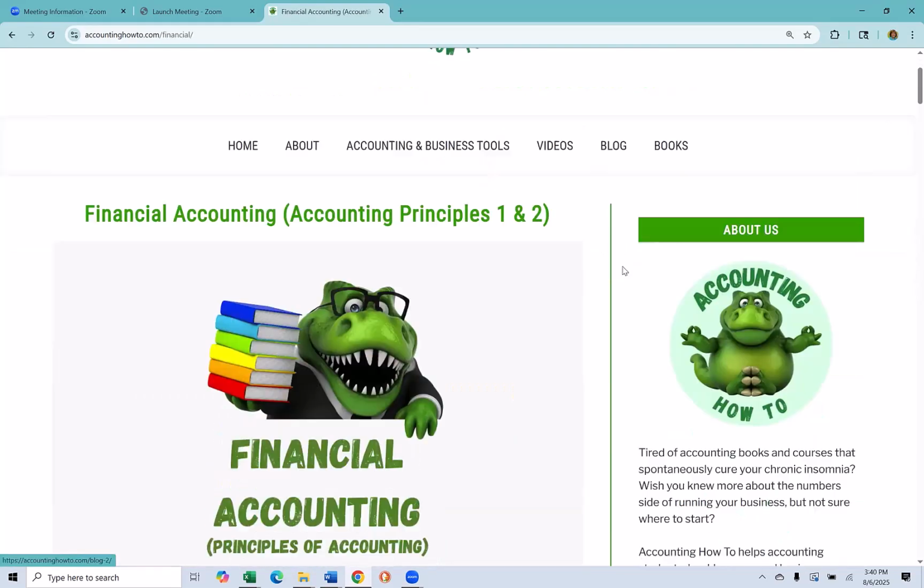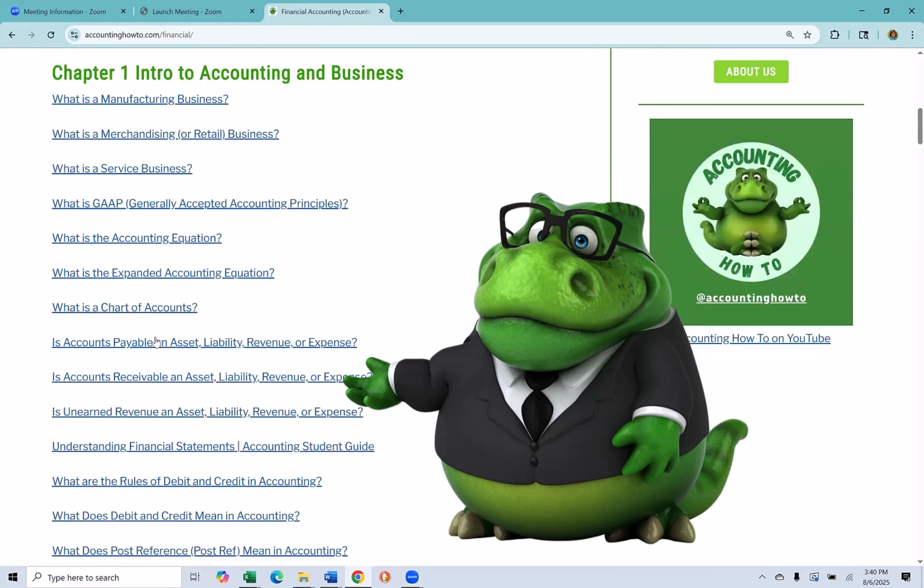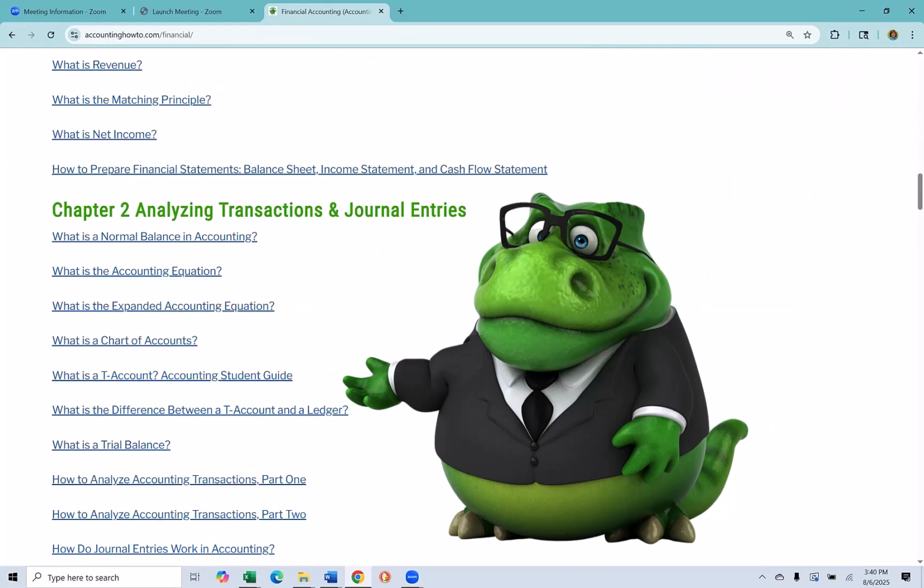For this class, I have taken the typical accounting textbook chapters and mapped them all out, all of the big concepts for each chapter. Here's chapter 1, which is an introduction to accounting and business, and then the big topics that we cover in that. But let me take you down to chapter 2, because chapter 2 is about the debits and the credits and the really strong foundational stuff that students tend to get into trouble with.